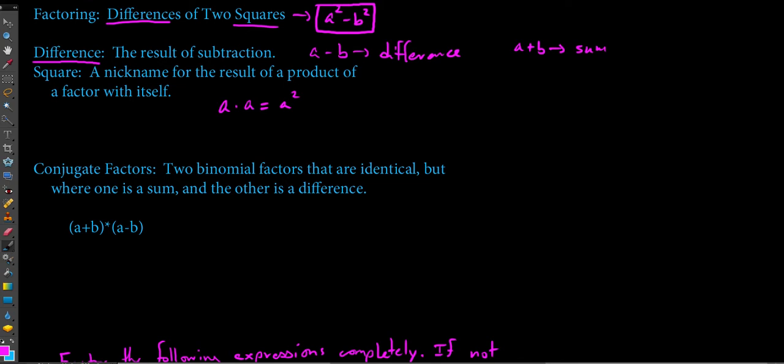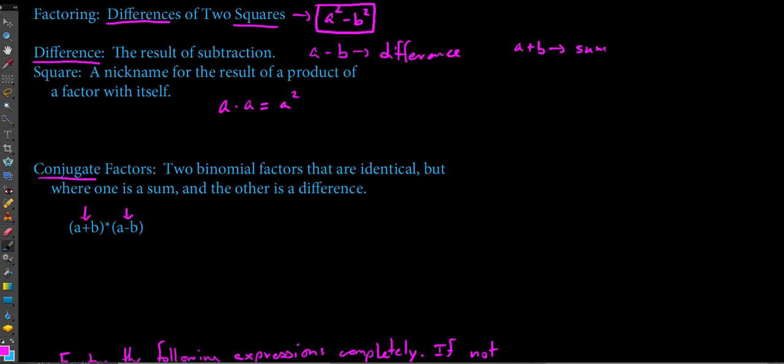The reason why this is such a common pattern is because of what happens when we multiply what we call conjugate factors. The last part of the vocabulary review here is what do we mean by conjugate factors? Well, conjugate factors algebraically are a couple of binomial factors that are identical. The only difference is that one is a sum and the other one is a difference.